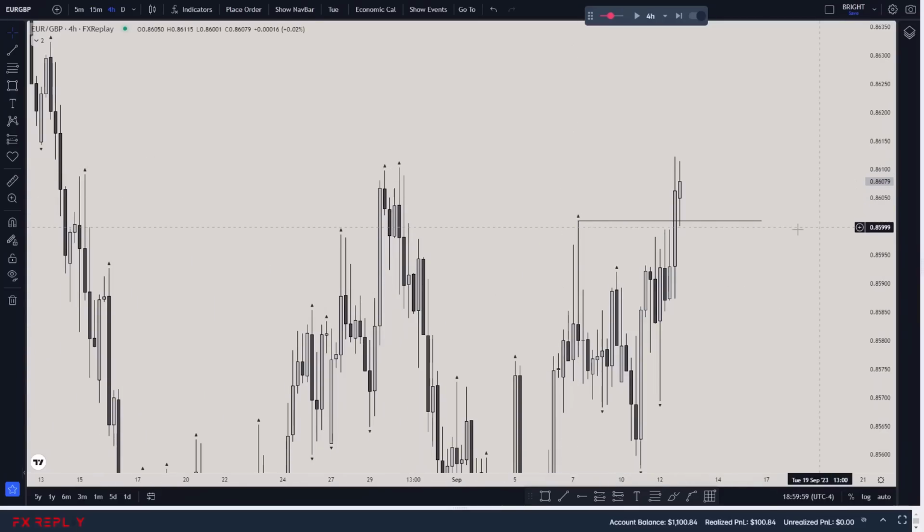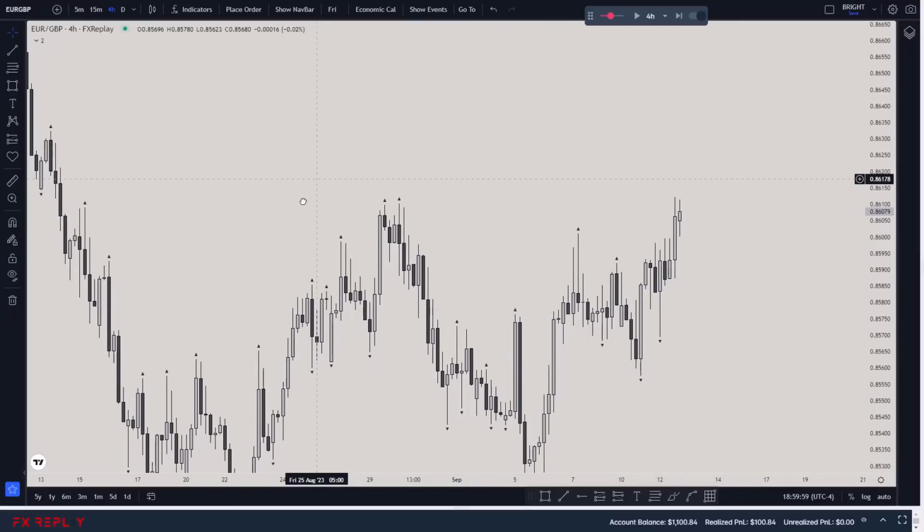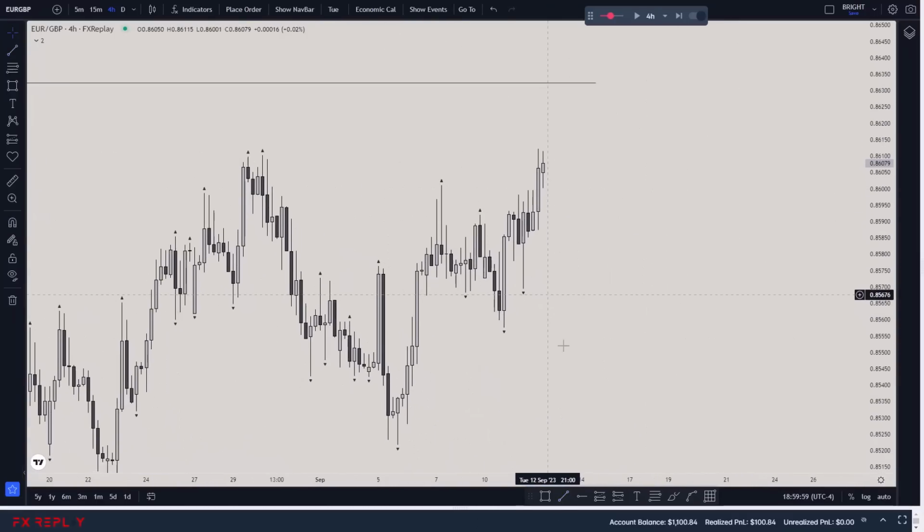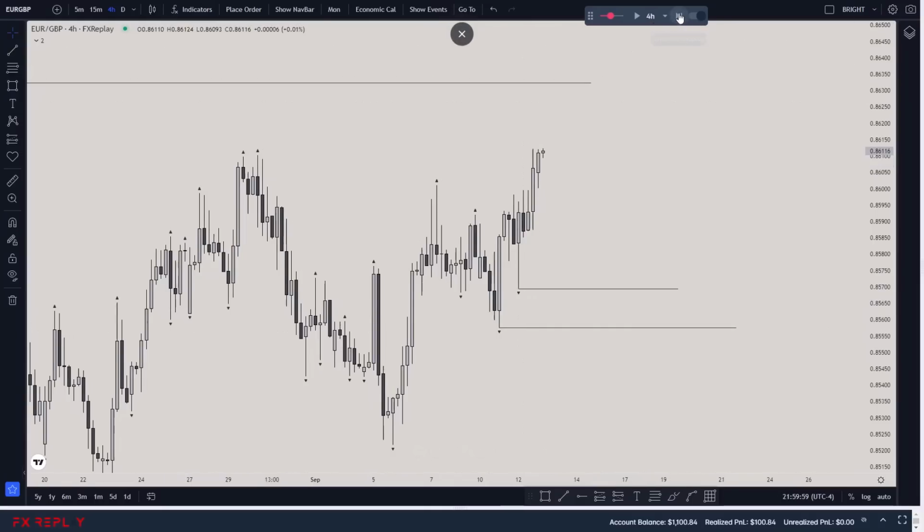What are some levels of liquidity that we can look at now? What do we have here? We have this high all the way right here, right? And we have this low, this one right here actually, and also this one. So let's see what happened.